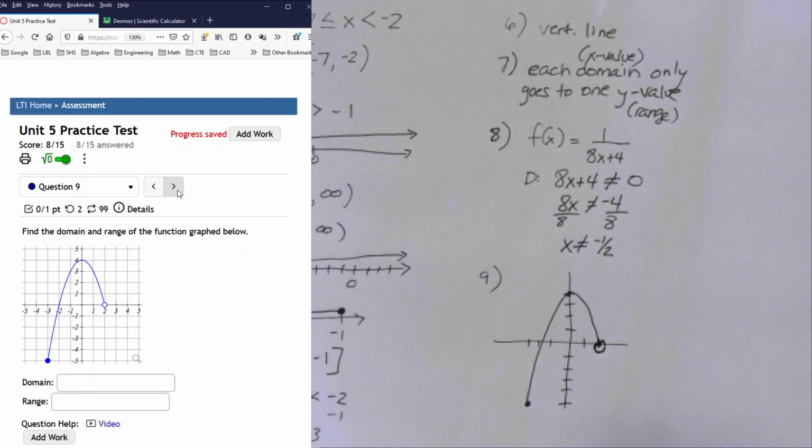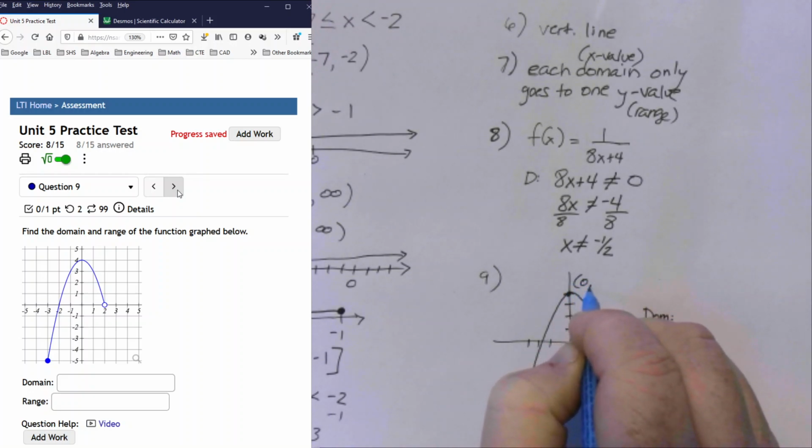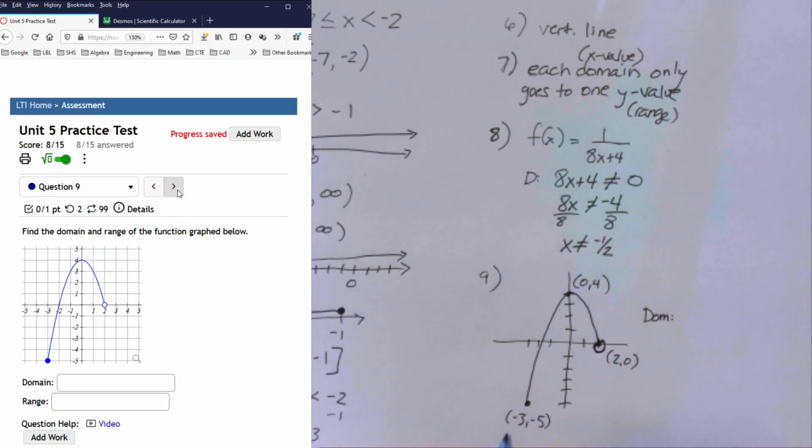Okay, so if I look at the domain, it is the x values. So if I look from the smallest to the biggest, and we want these in interval notation, the smallest that x could be would be over here at -3. So this is -3, -5. This is 2, 0, and this is 0, 4. So the x values go from -3 all the way over here to 2. It can be equal to -3, we've got a solid dot there. It can't be equal to 2. So -3 to 2, square bracket, round bracket.